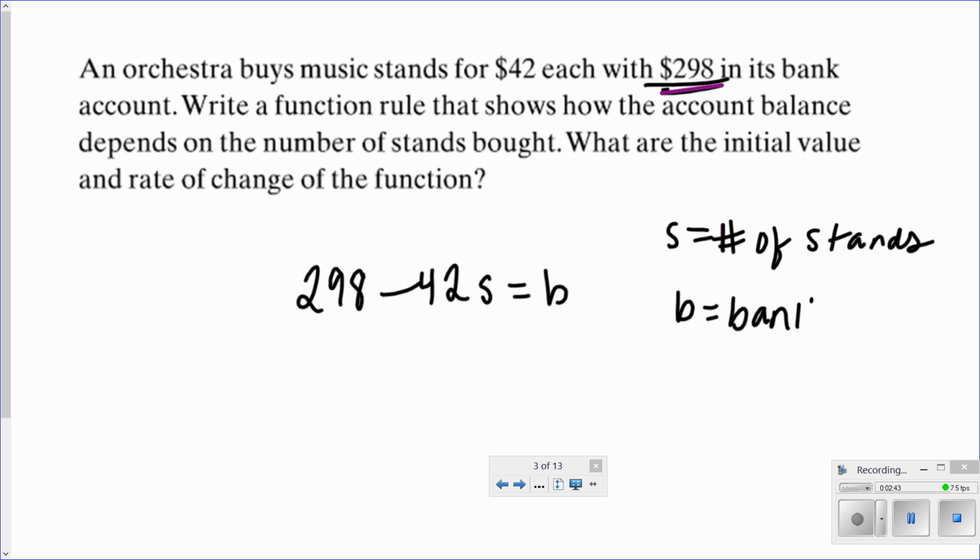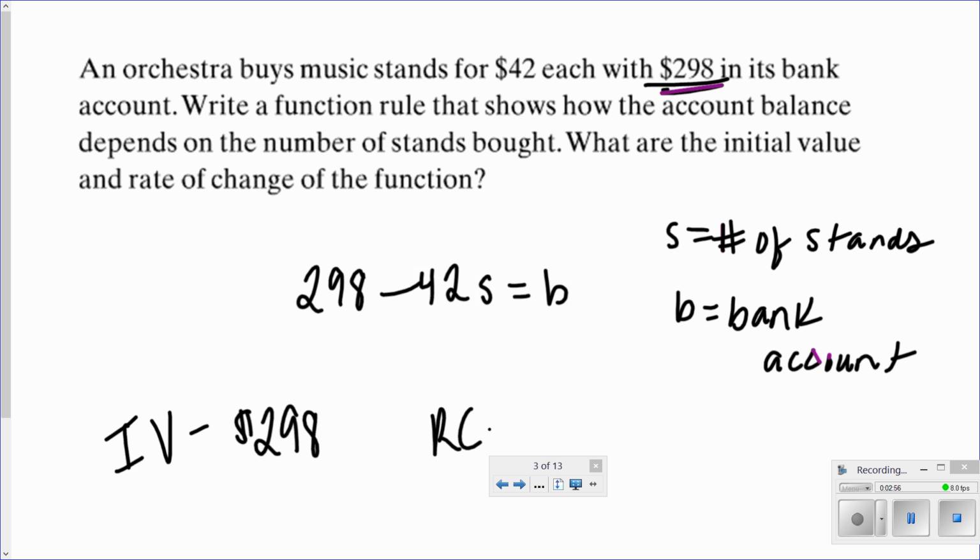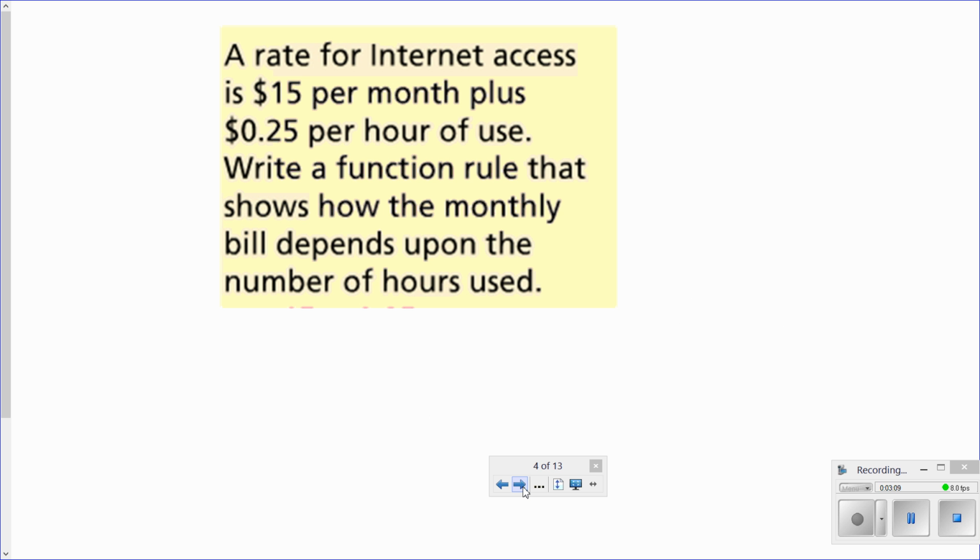So now the next part says, what is the initial value? What did we start with? Well, we started with $298 in the account. So that's our initial value. The rate of change, what's changing every time? Well, it's a negative 42. We're taking out $42 for every stand that we buy. So go ahead and read this one on your own, and then we'll compare once you finish.